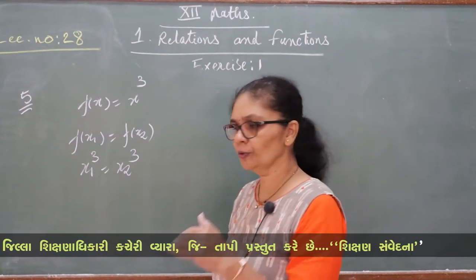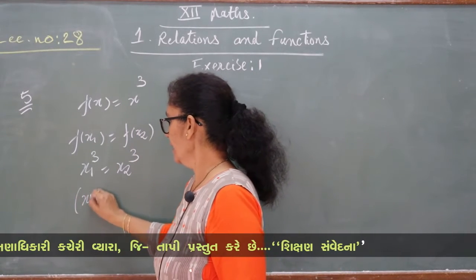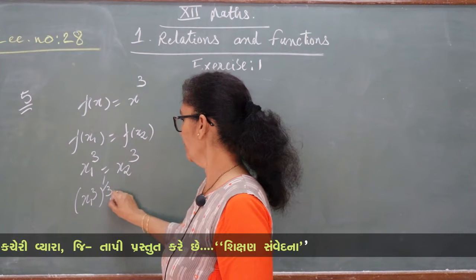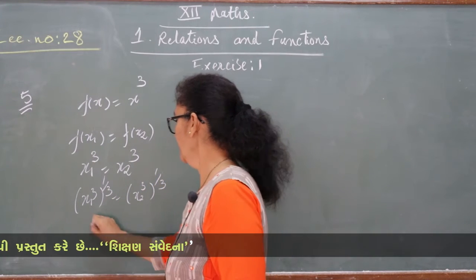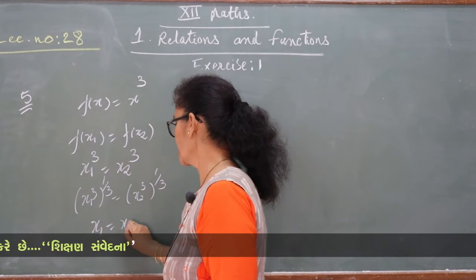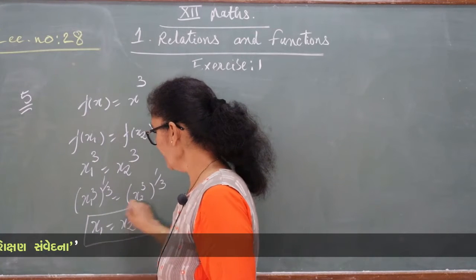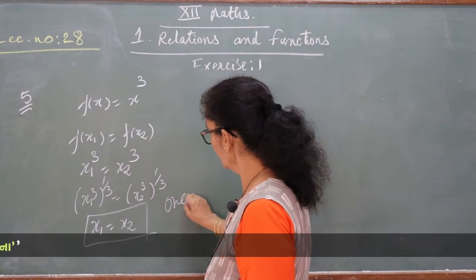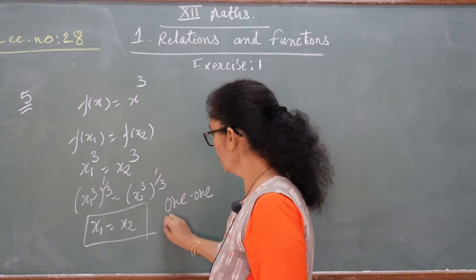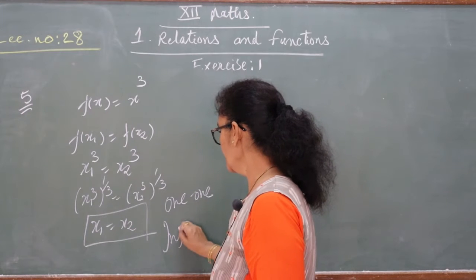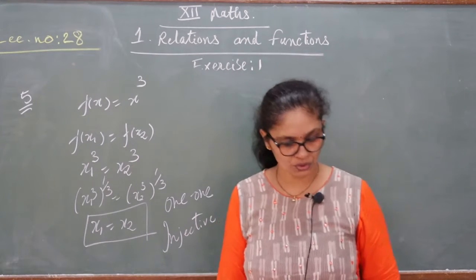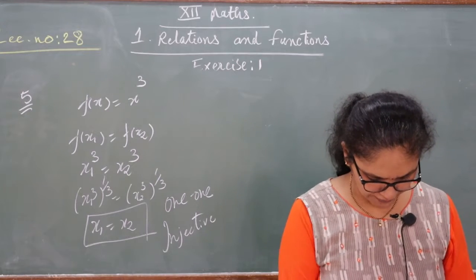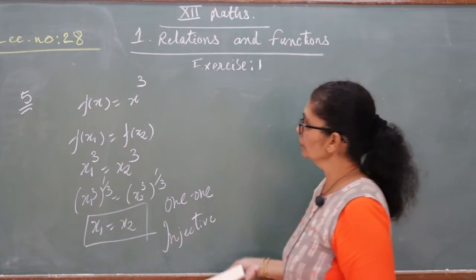Now taking cube root on both sides. So x1 cube raised to 1 by 3 power and x2 cube raised to 1 by 3 power. That means x1 and x2 are the same. If this, then you can say it is a one-one function, or you can say injective. Clear? So this is the shortest one, the 5th question. Now come to the 6th question.